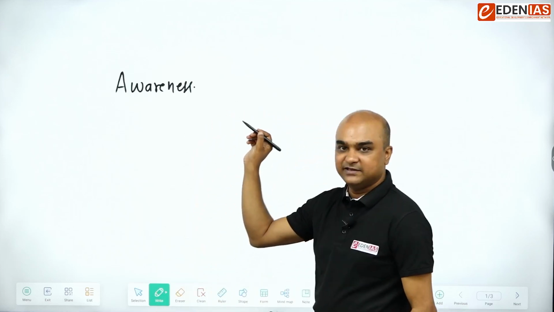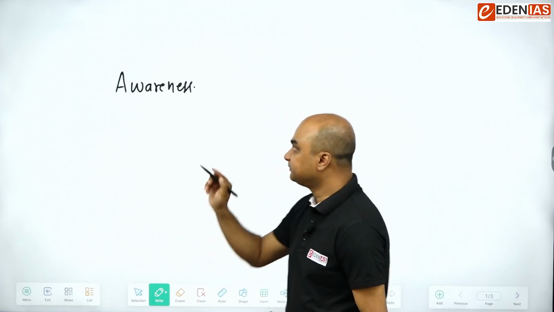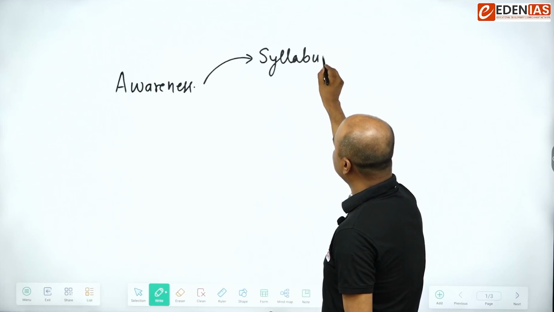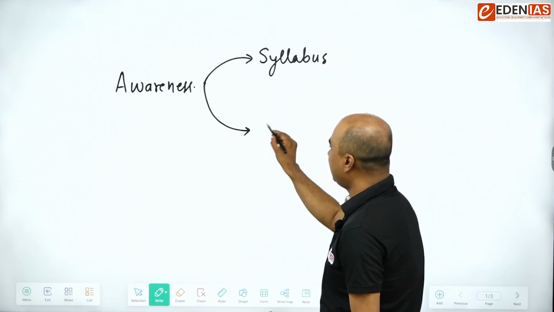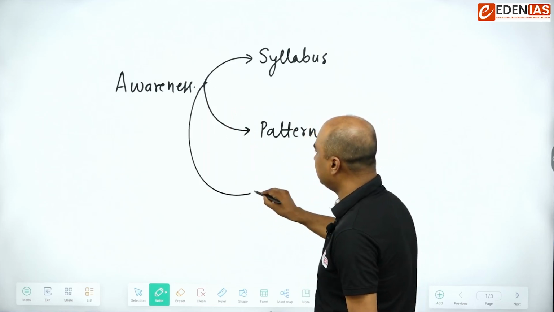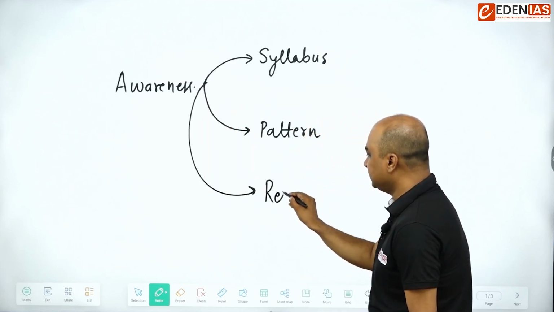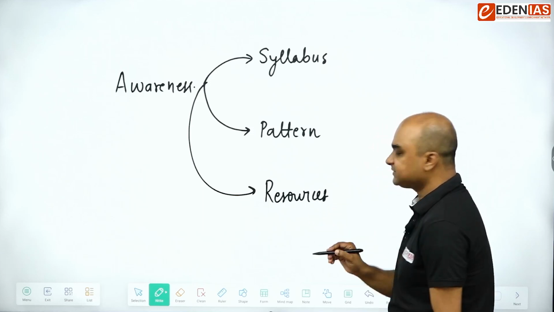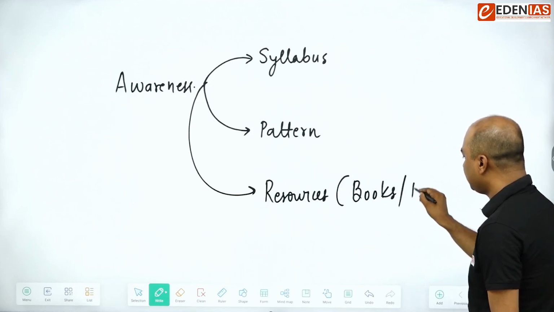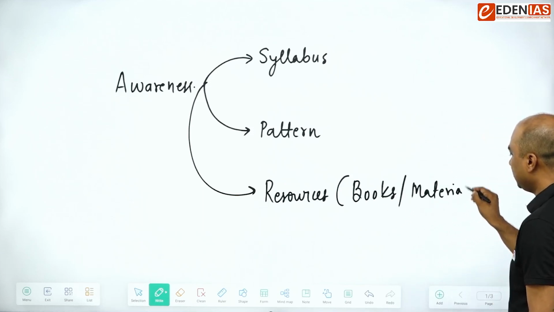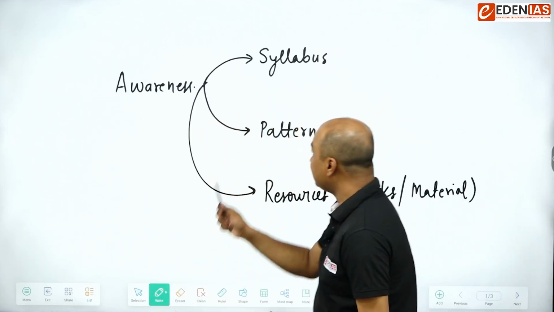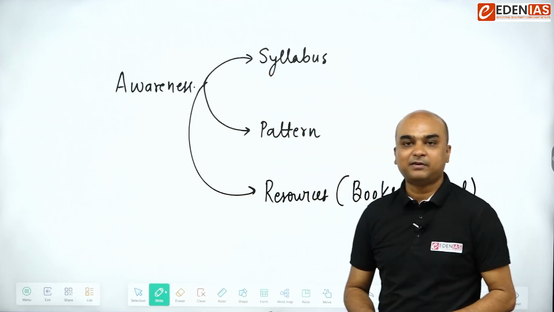तो इस awareness building phase को आप तीन तरीके से देख सकते हैं. First is awareness about the syllabus. Second is awareness about the pattern of the examination. And third is awareness about the resources. Resources generally means the books and other material that you will be utilizing while preparing for your geography optional. So let's start with this thing, awareness about the syllabus.